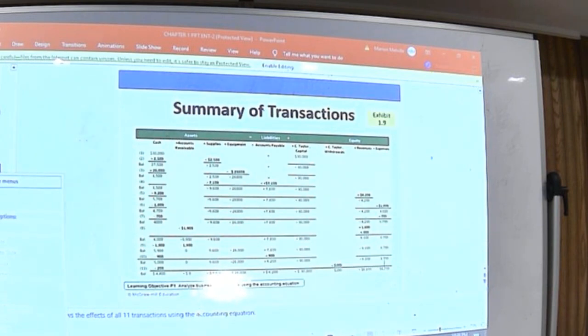We've gone through. We've stayed in balance. Assets are equal to liabilities plus equity, proving that the accounting equation is okay.